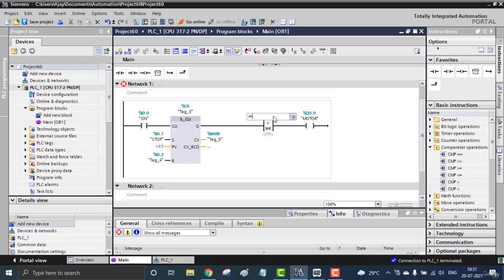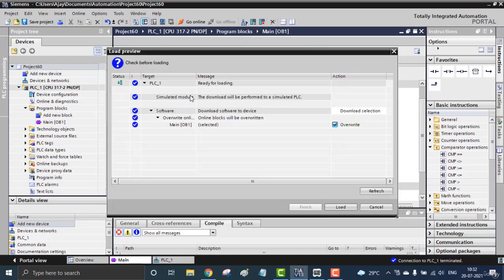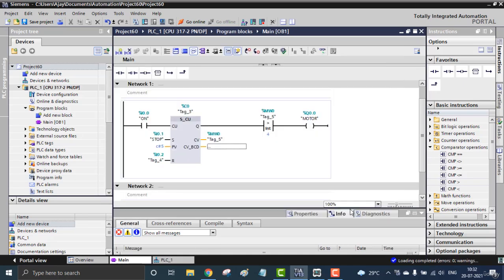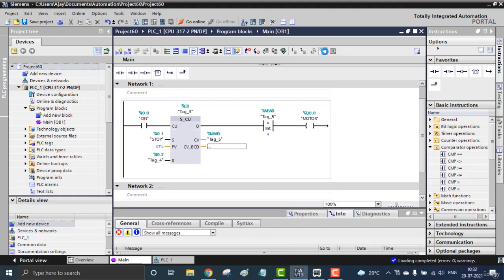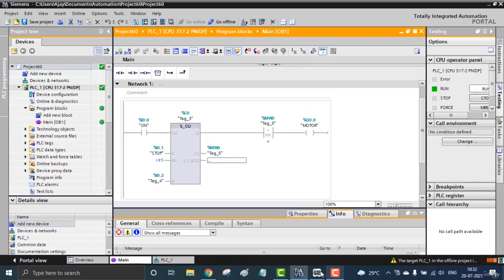So I'm just giving the MW0, which will be greater than, and that is provided as the second value, greater than 4. That means if it reaches 5, greater than 4 means reaching the 5, I get the output. So just going through, hit loading, and going to run online mode. That's it, and we got this.